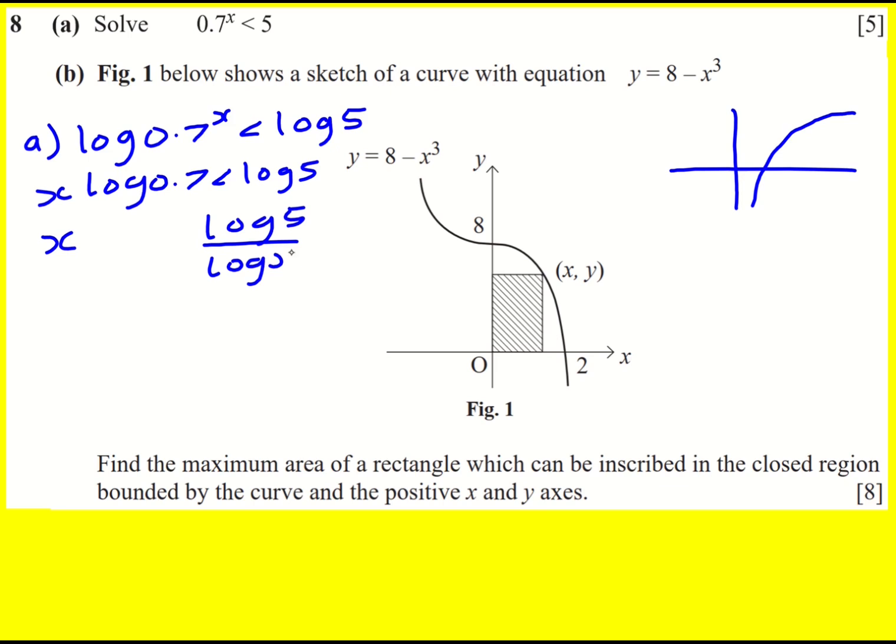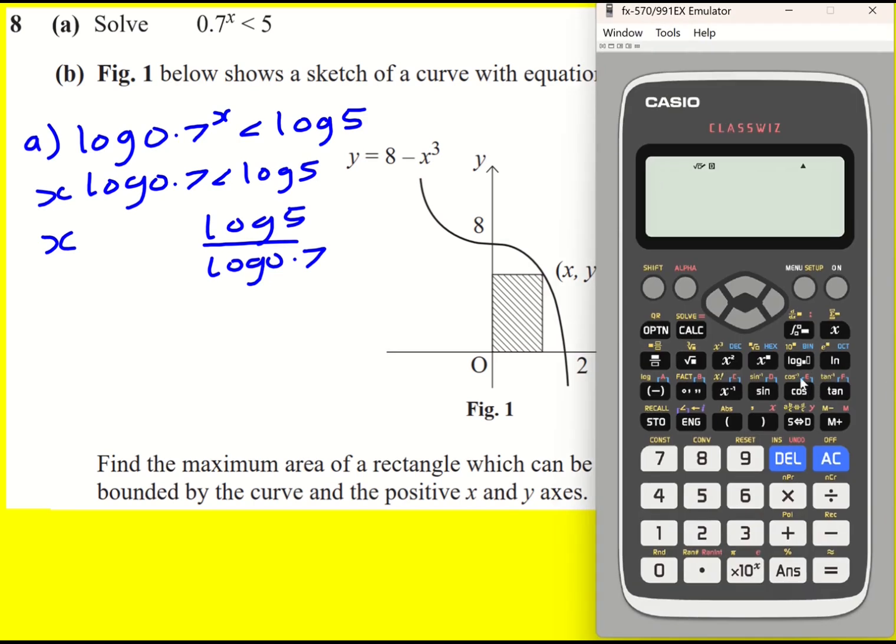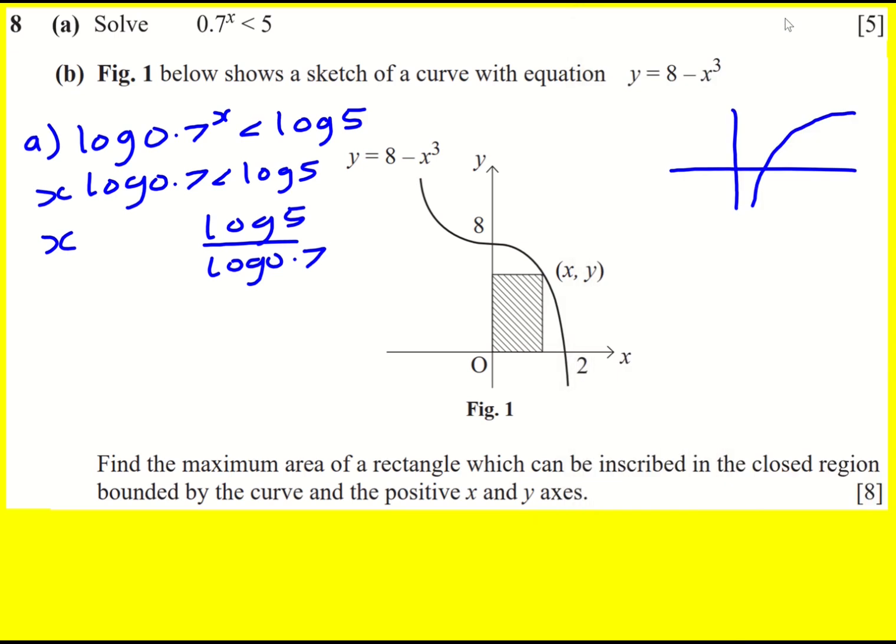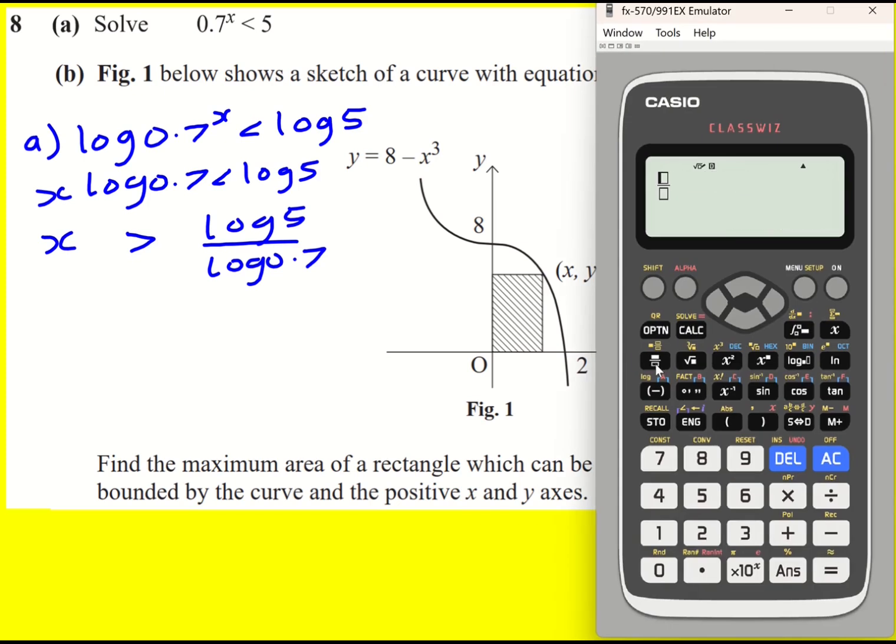But we just have to be careful here. Log of 0.7 is actually going to be less than 0. The reason I know this is that log of 1 is 0, so anything less than that is going to be negative. If you don't see that, then no worries, we can just check with our calculator. So that's what I would advise you do. Just see, is it negative or not? And it is, which means I have to swap the sign around. Then I can put that in my calculator.